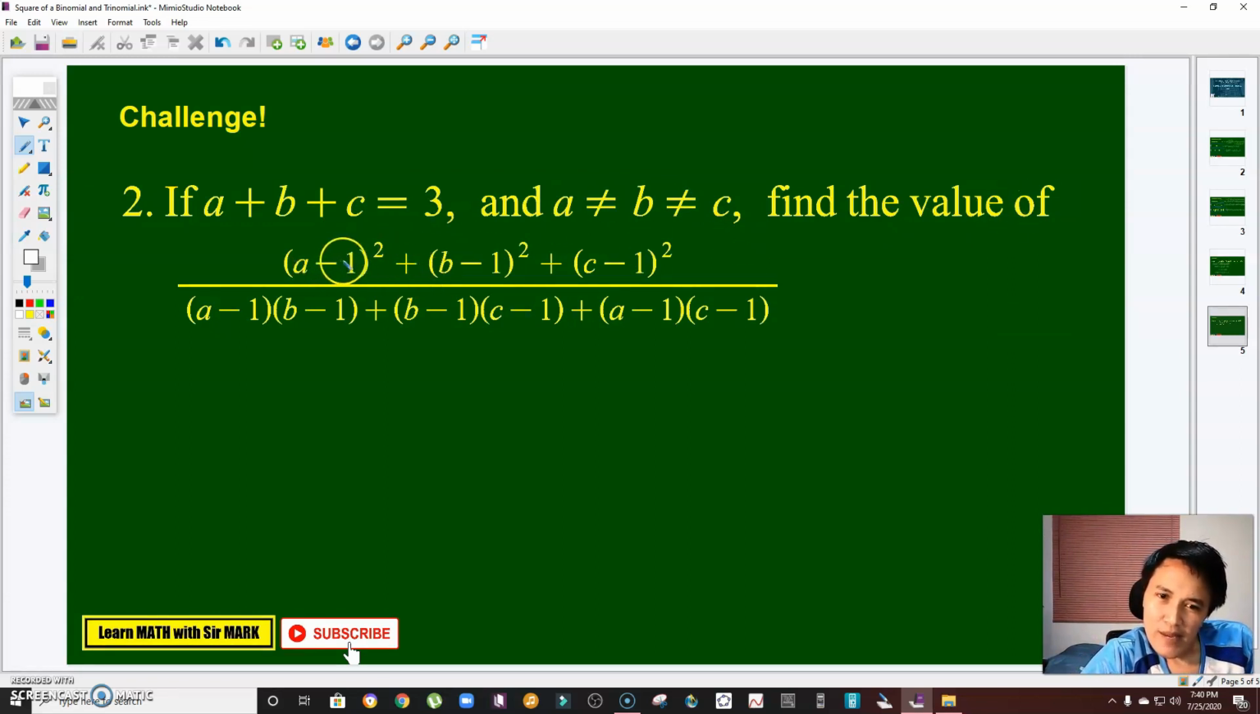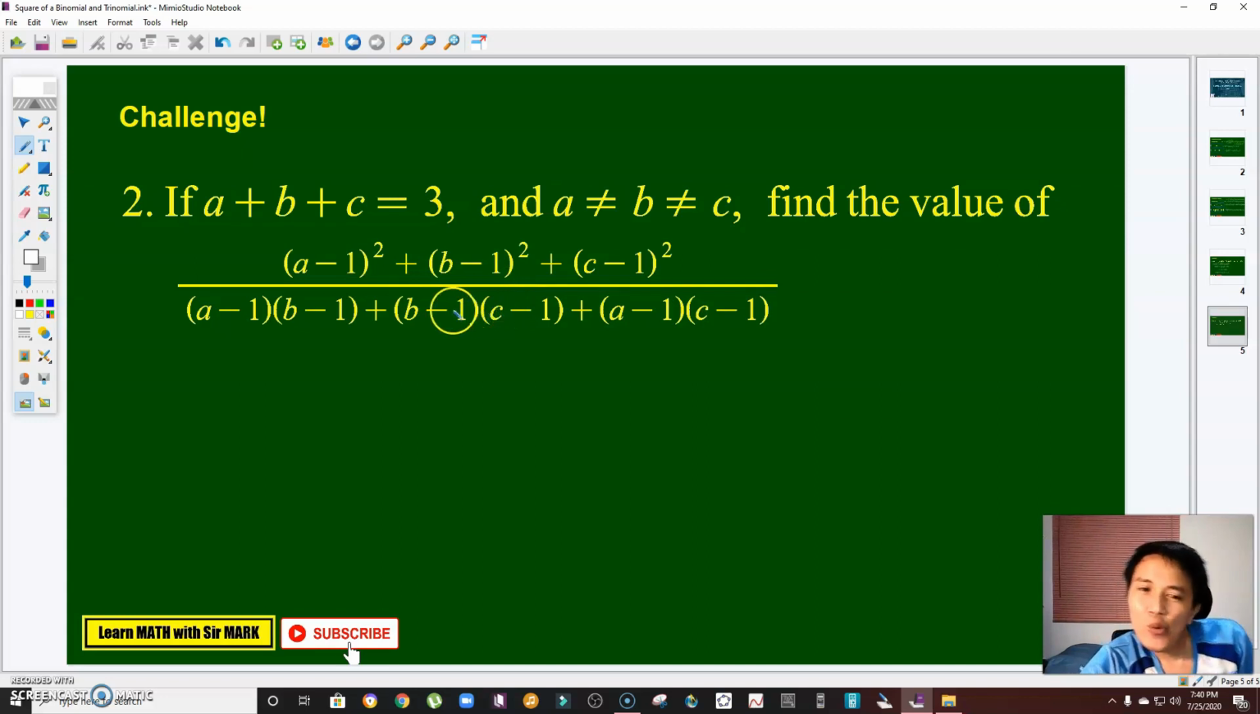Okay, quantity A minus 1 to be squared plus quantity B minus 1 to be squared plus quantity C minus 1 to be squared, all over A minus 1 times B minus 1 plus B minus 1 times C minus 1 plus A minus 1 times C minus 1. There you go. At first glance, you will notice it looks complicated.